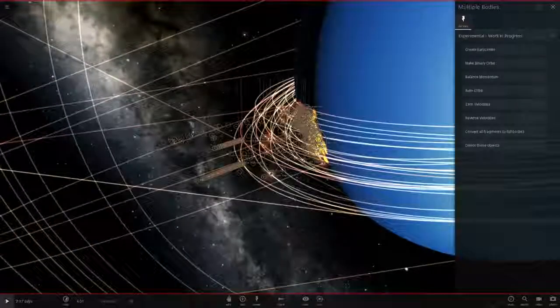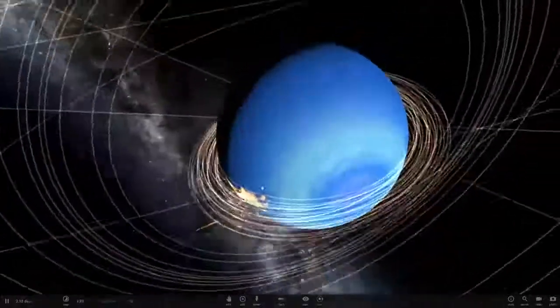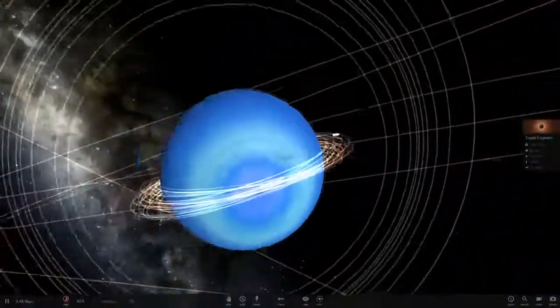So hit auto orbit, and then something like this would have happened. I can't get it the right way, sadly, but yeah, pretend that it's the other way around, like that, and then they would have begun to make a ring system. So yeah, that is that on the Miranda theory.